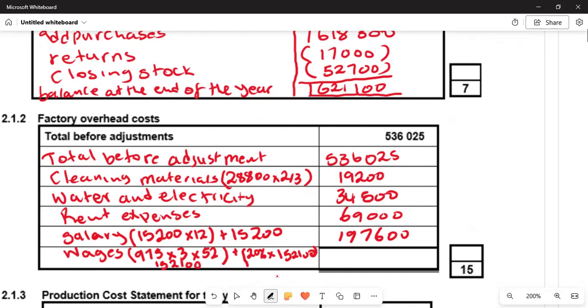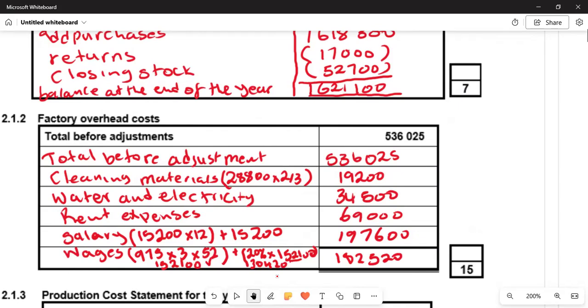So we calculated our basic wage, which is 152,100. We take 20% of this basic wage, and it gives us 30,420. Then we add 30,420 to 152,100, and that will be the amount for our wages, which is 182,520.